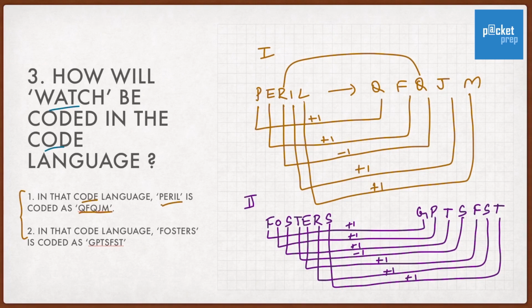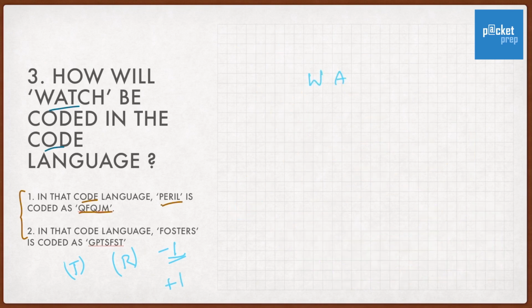Now what is the common thing in statement 1 and statement 2? The middle letter in the word Foster's, that is T, and the middle letter in the word peril, that is R, is decremented by one letter, and the remaining letters are incremented by 1. So in the word watch as well, the middle letter should be decremented by 1, and all the remaining letters should be incremented by 1.